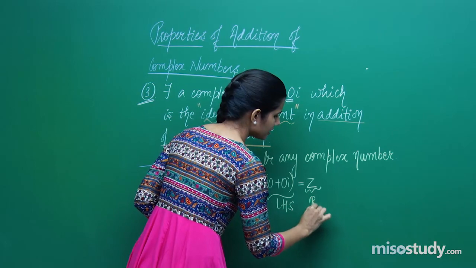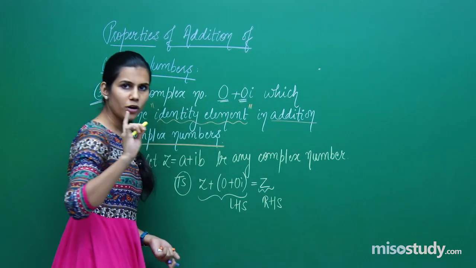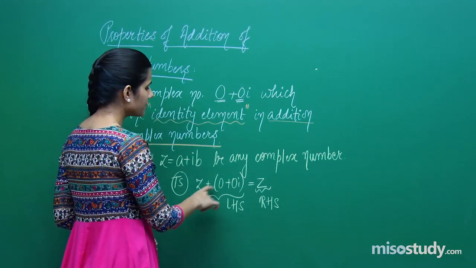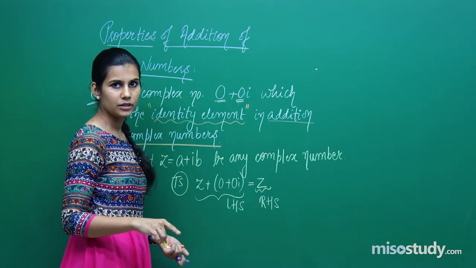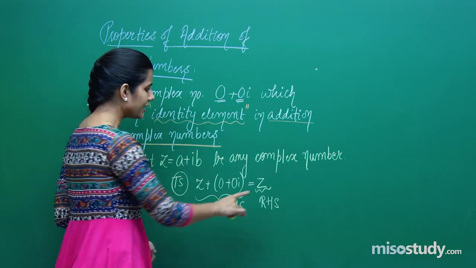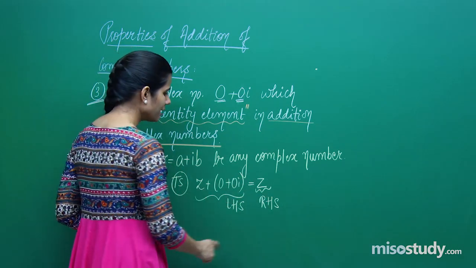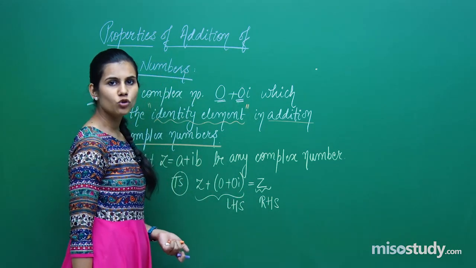This is my right hand side. First of all, please understand, Z is a complex number, 0 plus 0 iota is a complex number, and the sum of two complex numbers is a complex number. So, the left hand side is a complex number, and the right hand side is already a complex number. I am saying I have to show these two complex numbers to be equal.